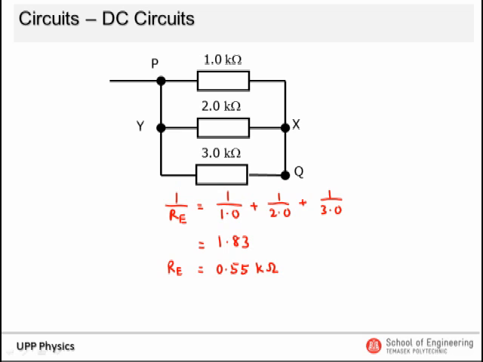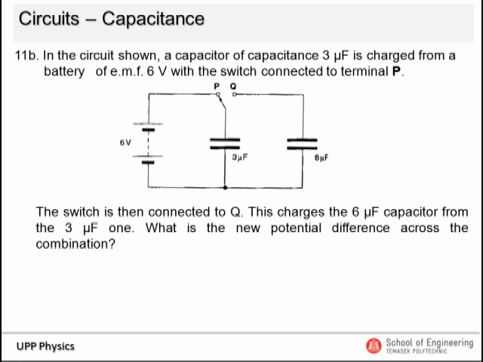Let us look at the second part of this question. In the circuit shown below, a capacitor of capacitance 3 microfarad is charged from a battery of EMF 6 volts with the switch connected to terminal P. The switch is then connected to Q. This charges the 6 microfarad capacitor from the 3 microfarad one. What is the new potential difference across the combination?